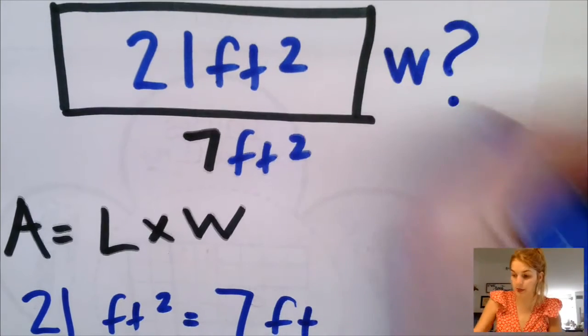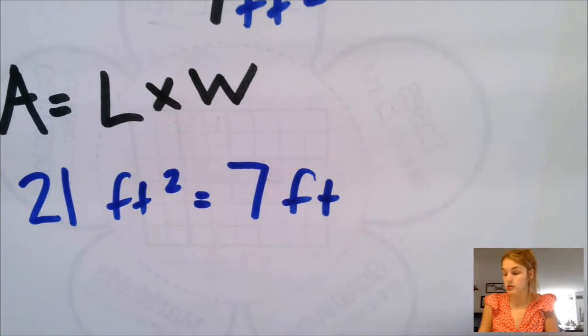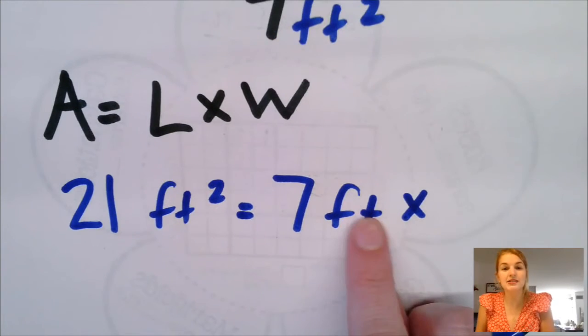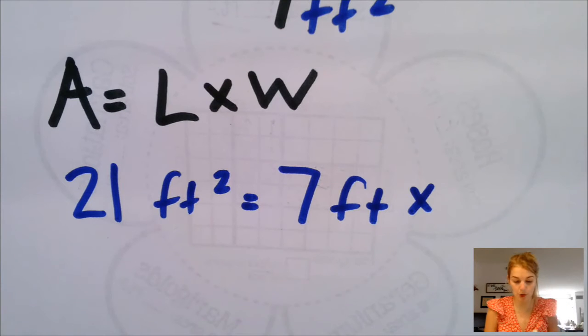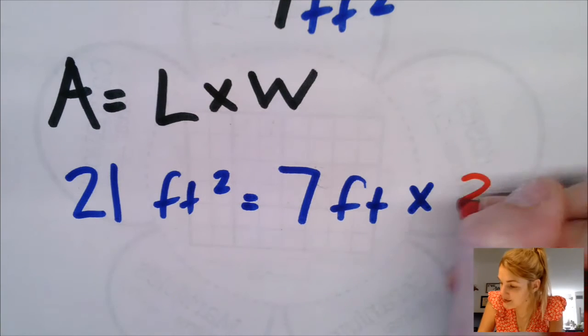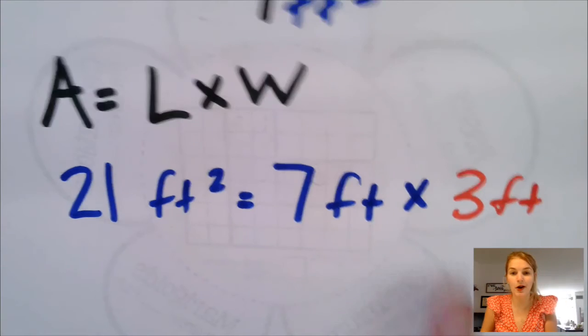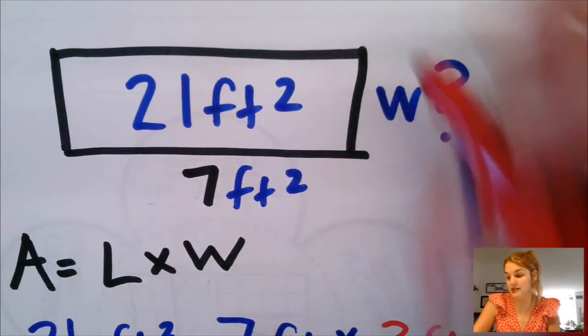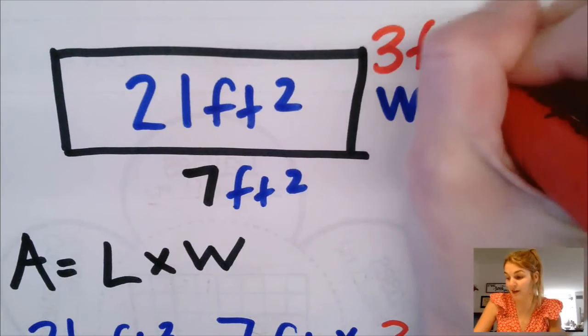What are you, width? So, 7 times W. So 7 times what is 21? Well, 7 times 3 is 21. So that must mean that the width of this missing side is 3 feet.